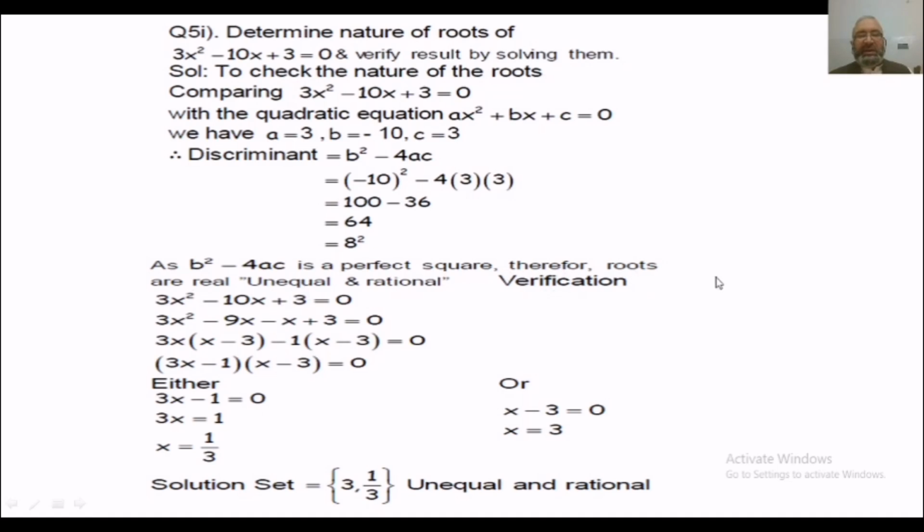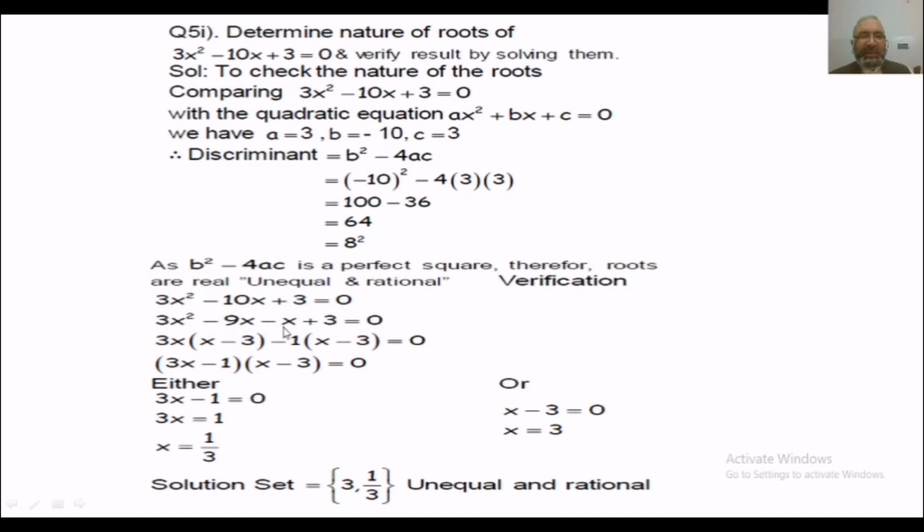Now verification. For verification we solve the roots. Since the roots are real, unequal and rational, we solve the given quadratic equation by factorization. You can solve this by any method. Which one is easy for you? So 3x² − 10x + 3 is equal to 0. Split the middle term into two.